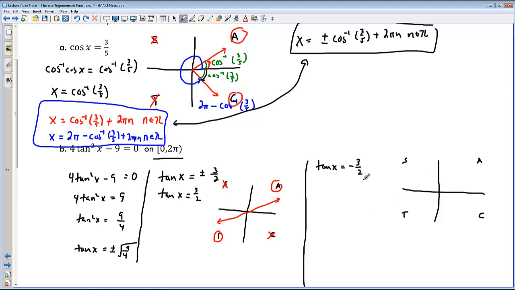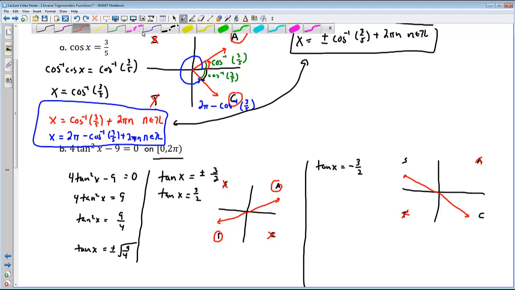Over here, it's the opposite. Since it's negative, it can't be here and it can't be there. So it's in these two quadrants. And now the idea is you want to find these reference angles. So you want to find this reference angle here, which is the same as here. And you're going to find the reference angle here and here.